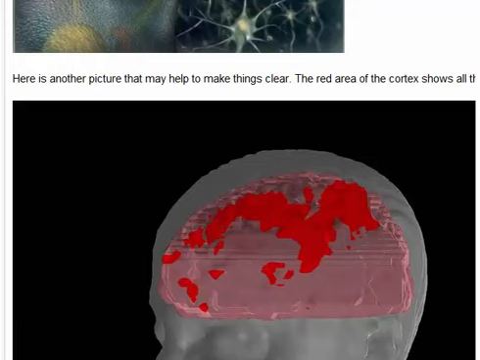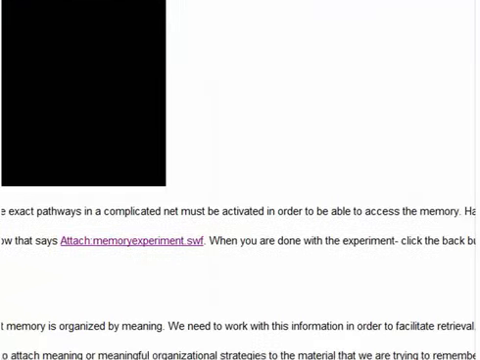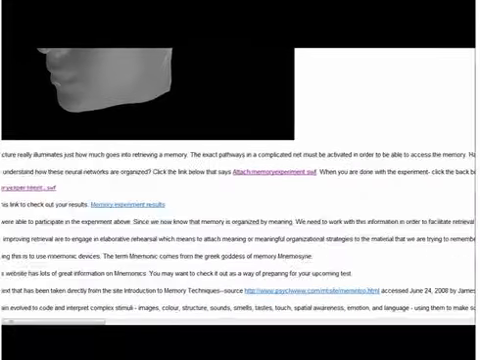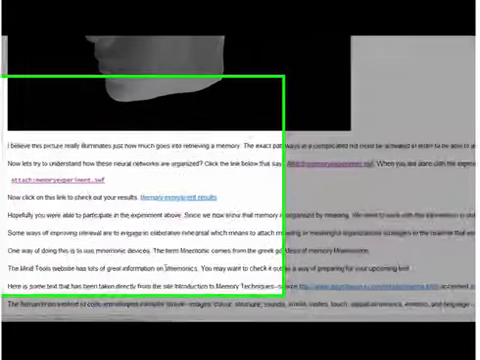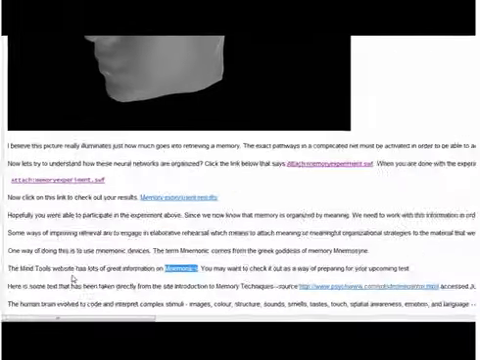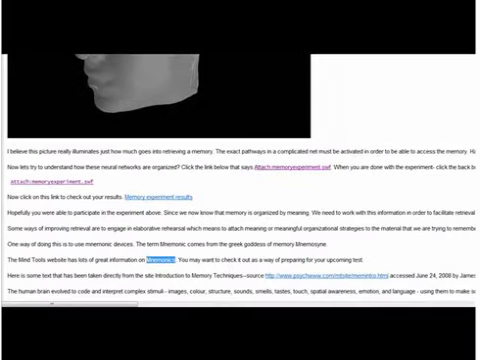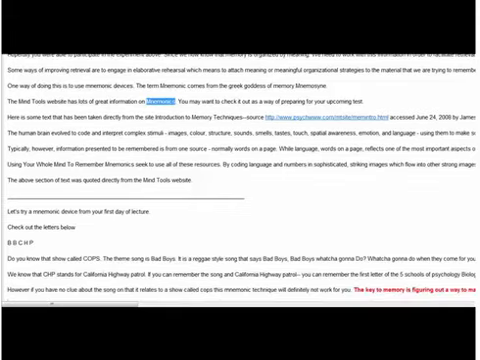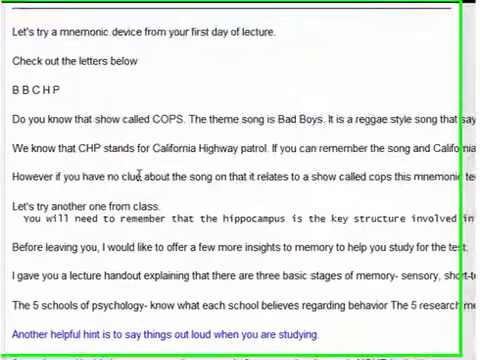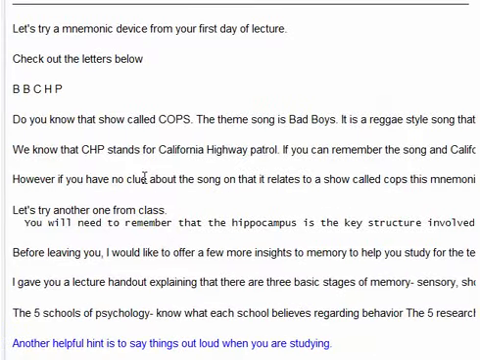So the best way to try to remember information is to usually use something called mnemonics. So this is the word mnemonics right here. Mnemonics. There's a website called Mind Tools that talks a lot about how you could use mnemonics to help you study. But I have on here, let's try a mnemonic device from our first week of lecture. We check out the letters below, B, B, C, H, P.